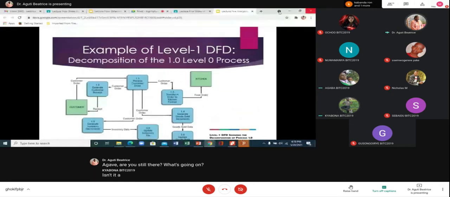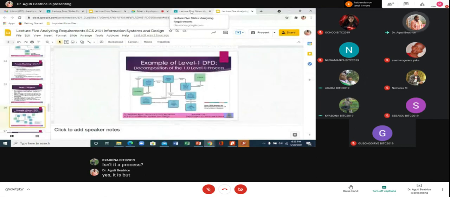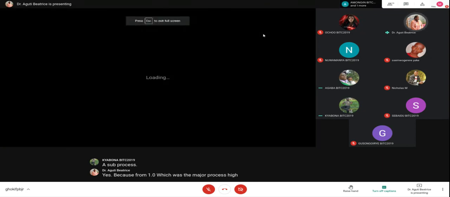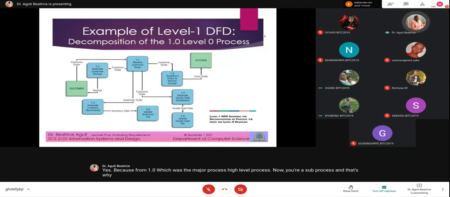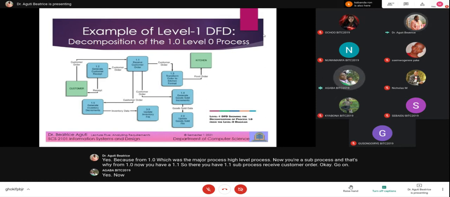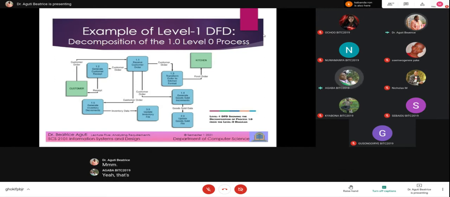Isn't it a process? Yes, it is, but it is a sub-process, because from 1.0, which was the major high-level process, now we have a sub-process. That's why from 1.0 you now have 1.1. So there, you have the 1.1 sub-process, receive customer order. Okay, go on. Yes, thank you for that correction.